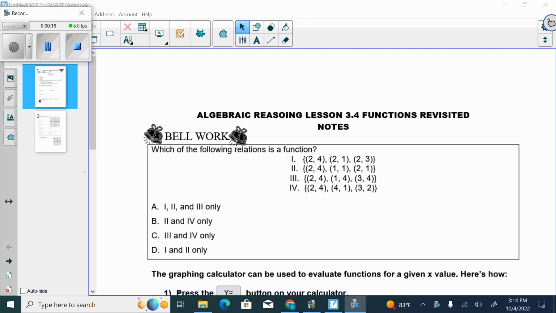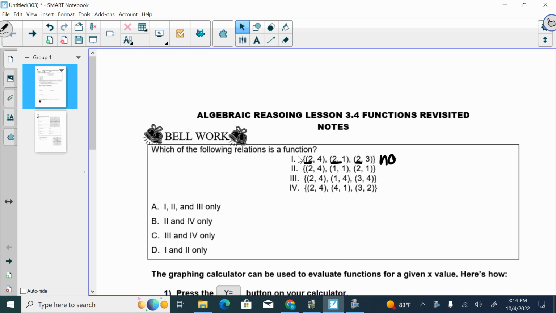Okay, so on the first one here, do we have any repeating x's? Yes. So is this one a function? No. So this one's not a function. All right, on the second one, do we have any repeating x's? Okay. We had 2's that repeated there, so this one also is not a function, right?